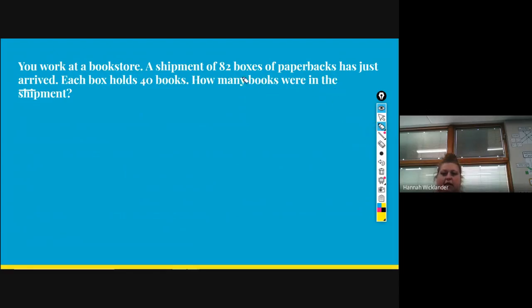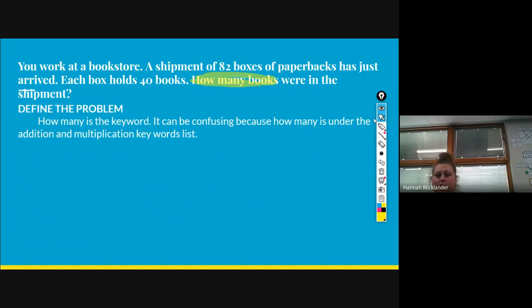So first, I need to figure out how I'm going to solve this problem. I see the keyword how many, and I know to me that means I'm either going to use addition or multiplication because it falls under both of those lists for keywords. How many can mean addition or it can mean multiplication. So I have to decide, am I going to use addition or multiplication? So knowing that I have 82 boxes of paperbacks that each hold 40 books.